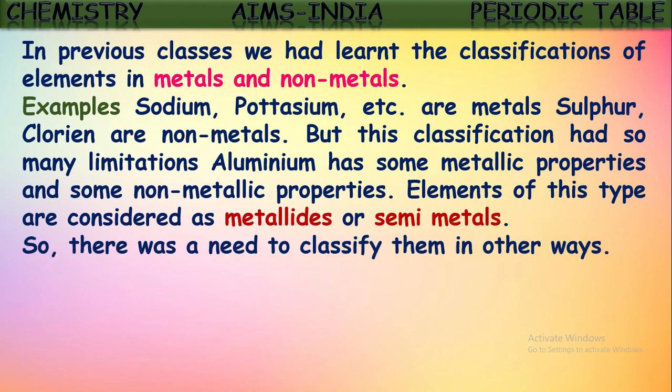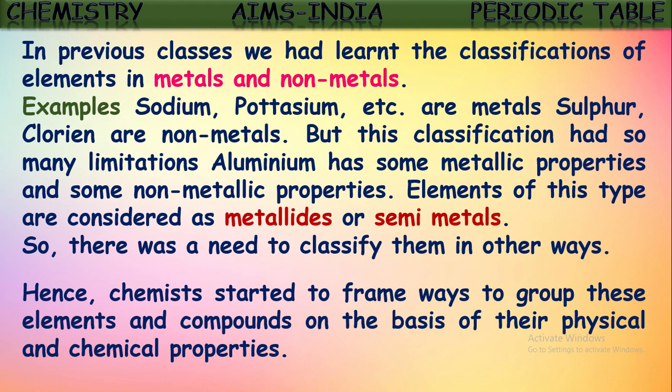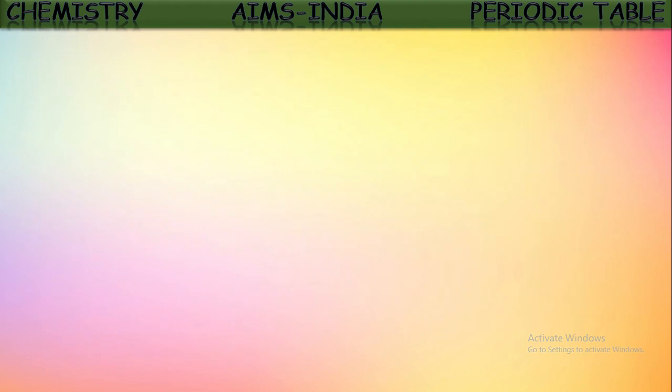So there was a need to classify them in another way. This metals and non-metals division is not the proper way for classifying the elements. Another way should be found. Hence, chemists started to frame ways to group these elements and compounds on the basis of their physical and chemical properties. They started to find new ways for the segregation of elements based upon their physical and chemical properties.